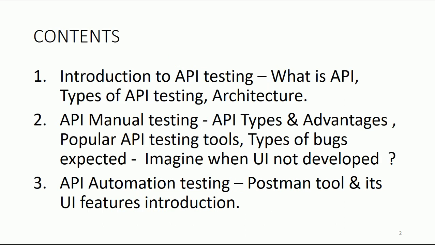In the last video I showed you an introduction to API testing, and we understood briefly what an API is, the types of API testing, and the architecture of the API. We also went through API manual testing, its advantages, and which tools are popular for API testing. We looked at what kind of bugs we can detect by doing API testing, and also used the Swagger tool itself with a pet store model and identified some of the possible issues. I also showed you positive and negative testing.